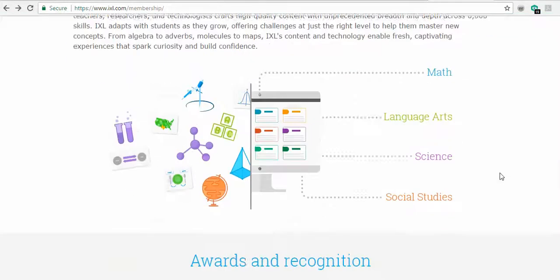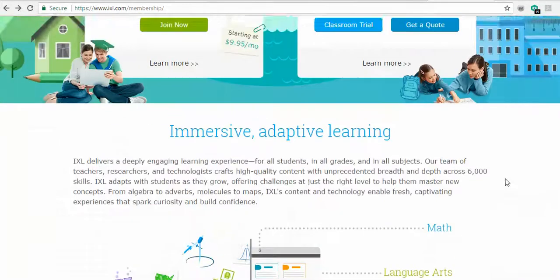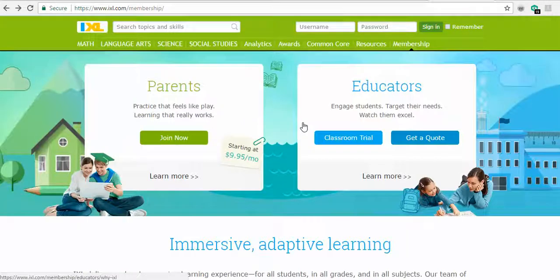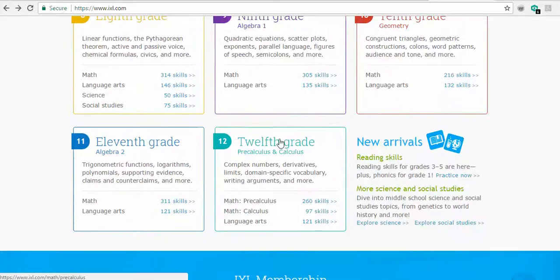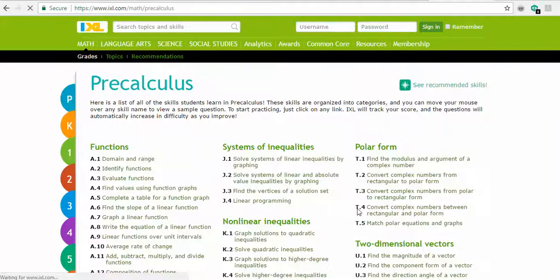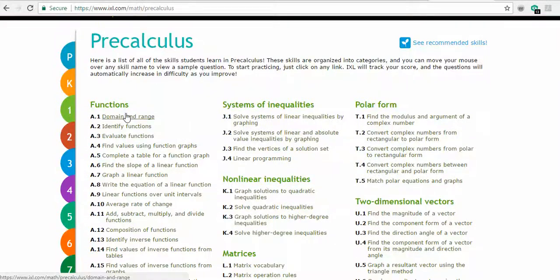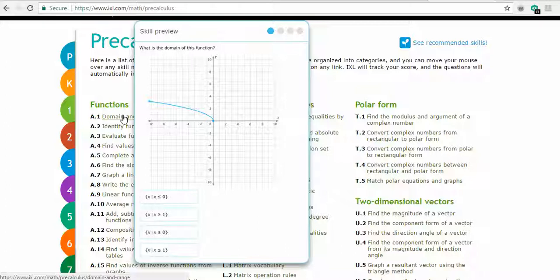So that's what they're offering. Go back a page here. Since I'm an upper level math teacher, I just want to show you some of the things they have. So here we are on pre-calculus. I'm going to look at domain and range.